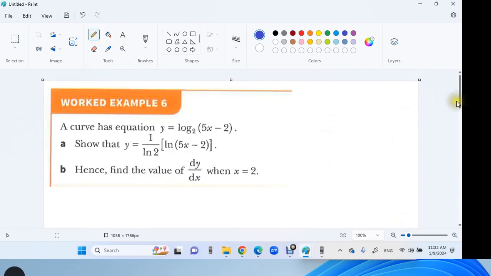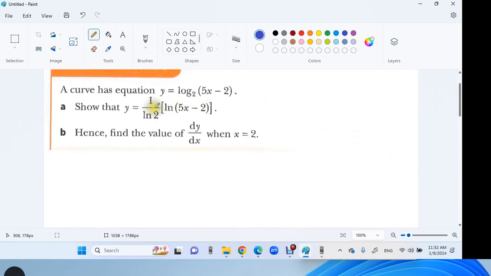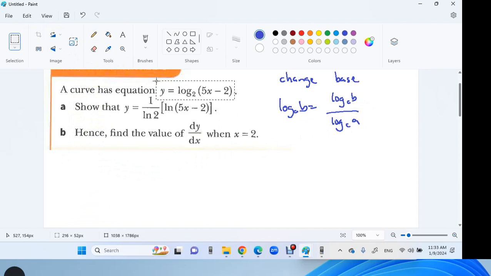Okay, worked example number 6. A curve equation is this. We need to show this one. Okay, so for this one, we need to change base for log. So we have log base A of B, it will become log base C of B over log base C of A. Okay, this is what we learned in log that. So for this one, we have the y equal to this one.